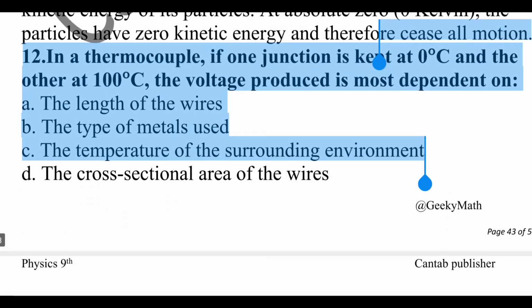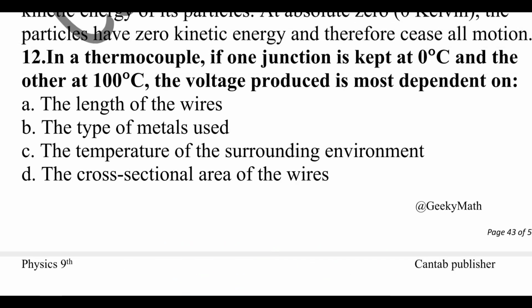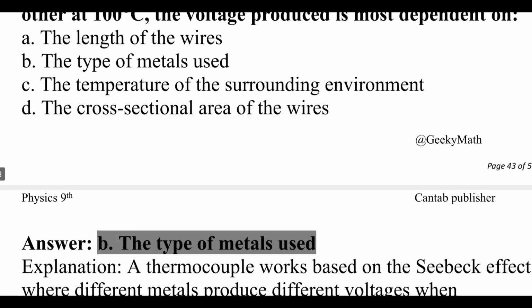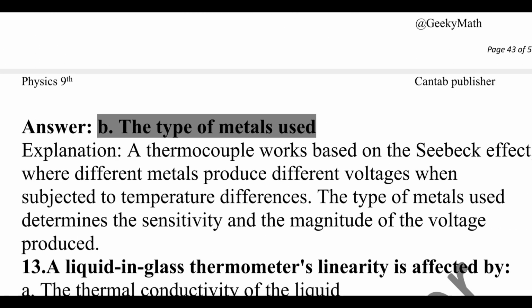Question number 12. In a thermocouple, if one junction is kept at 0 degrees Celsius and the other at 100 degrees Celsius, the voltage produced is most dependent on: option A, the length of wires; option B, the type of metals used; option C, the temperature of the surrounding environment; option D, the cross-sectional area of the wires. So the correct answer is B.